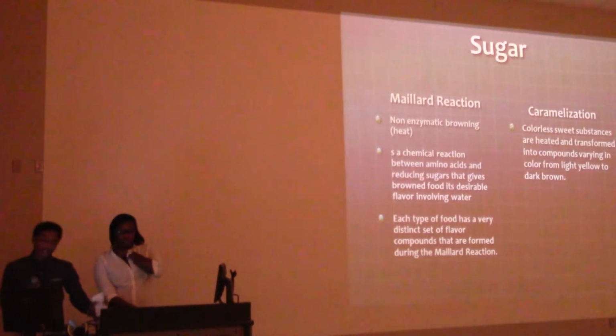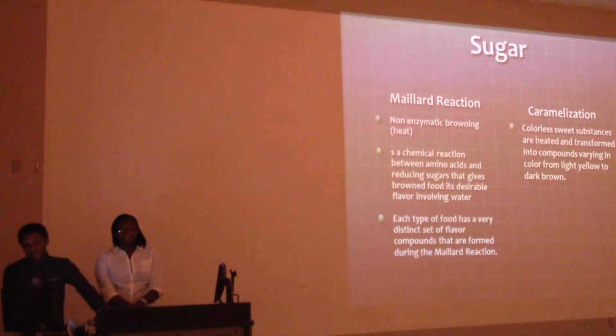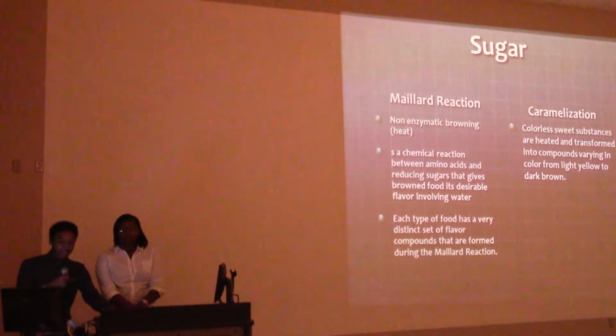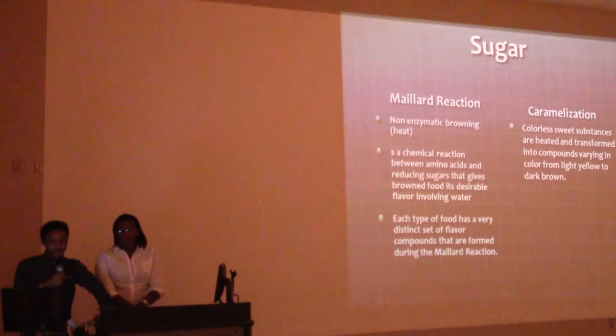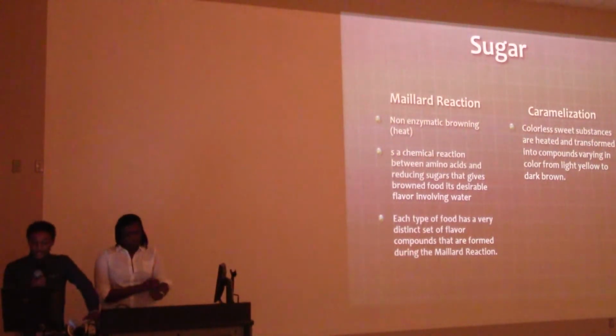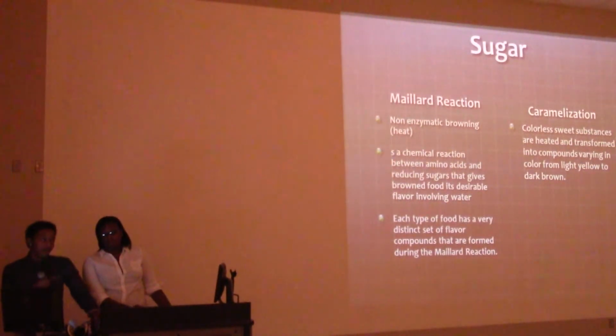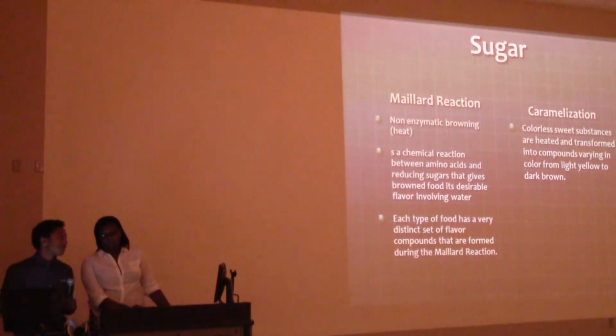Now we have the Maillard reaction. In some cases, the Maillard reaction isn't desired, but in this case, we do want some browning. It's non-enzymatic browning caused by heat. It's a chemical reaction between amino acids and reducing sugars that gives brown food its desirable flavor. It involves water. And caramelization is basically a colorless sweet substance that, when heated, is transformed to compounds varying in color from light yellow to dark brown. And the color we want to get is golden brown.